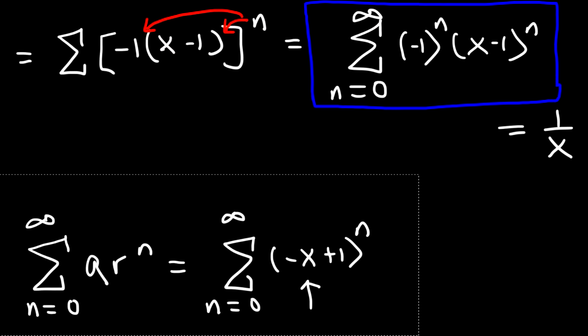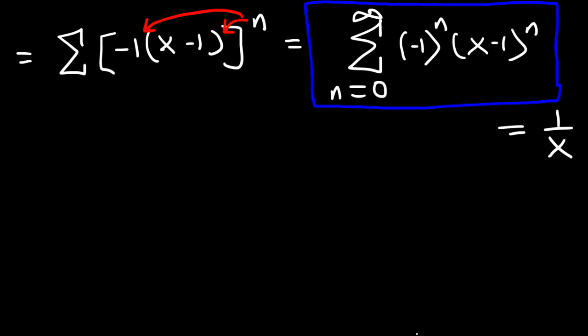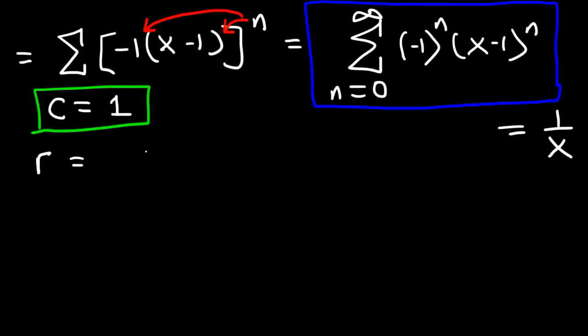Now we need to find the interval of convergence. We need to know the x values where 1 over x can be represented by that particular power series. So notice that this power series is centered at x equal 1, because if you plug in 1 for x, you're going to get 0. So we can say that c is equal to 1. Now what else do we know? We know that the common ratio of the geometric series is negative 1 times x minus 1. And we need to write that because it's going to help us to find the interval of convergence.